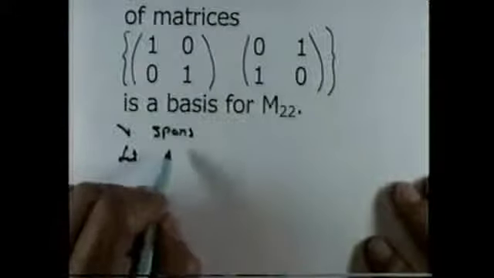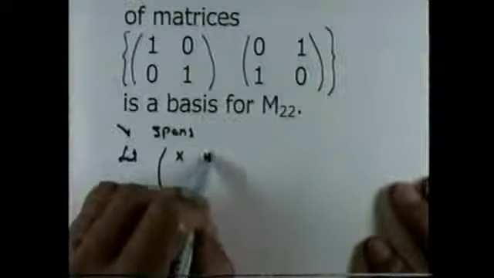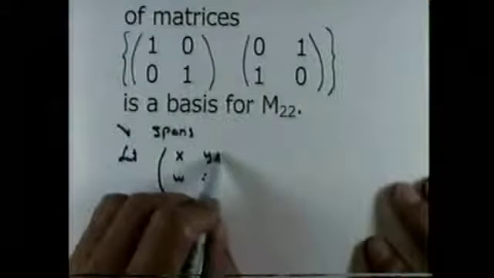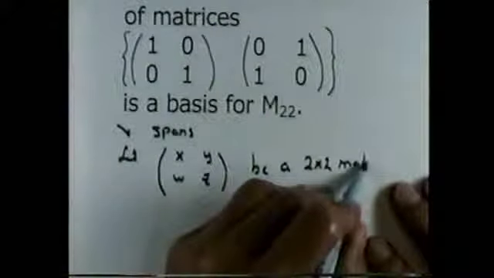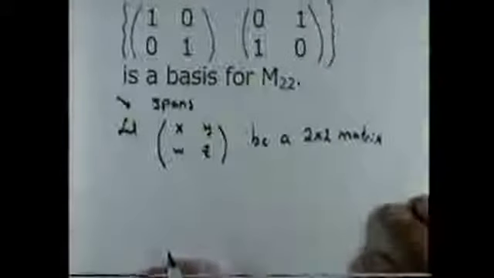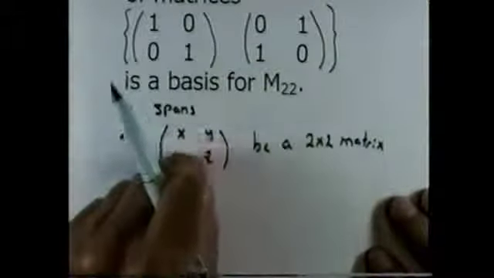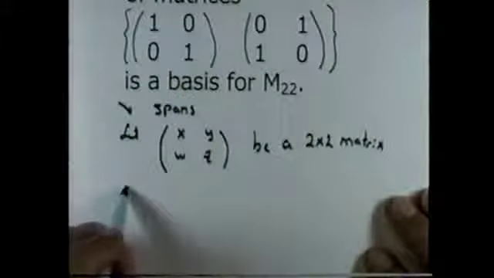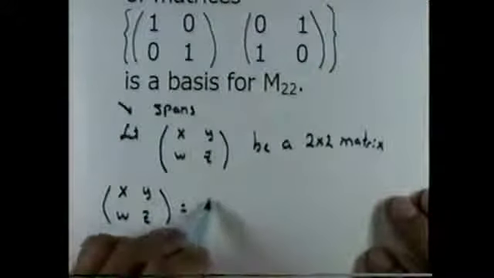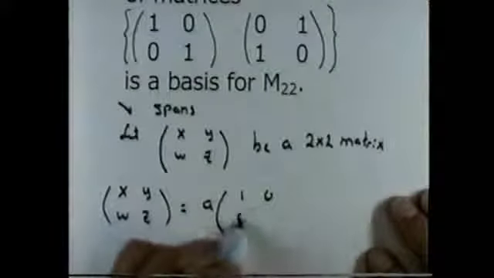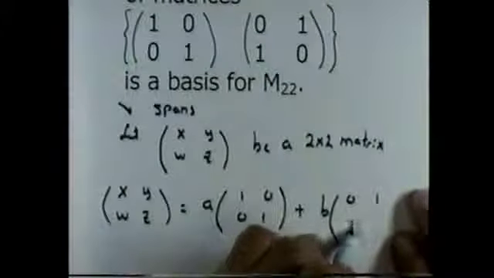Well, let [X Y; W Z] be a 2x2 matrix. If this set spans the set of all 2x2 matrices, then I can write any of these matrices as a linear combination of those two. So I have [X Y; W Z] equal to A times [1 0; 0 1] plus B times [0 1; 1 0].